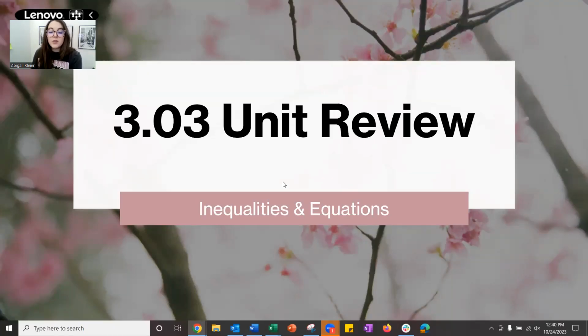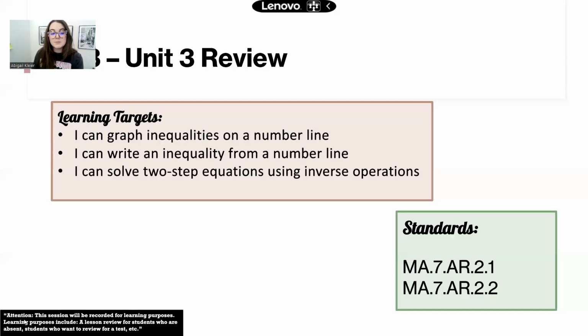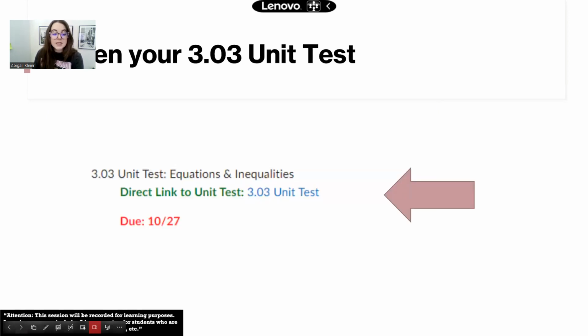This is the Unit 3 review 3.03 on inequalities and equations. So in this unit review, we're going to cover two standards, AR 2.1 and 2.2. We're going to work with inequalities and two-step equations today. At this time, you can go ahead and either open up your Unit 3 test, or if you're just preparing, just keep in mind that this is for the 3.03 unit test, which is due on 10/27.